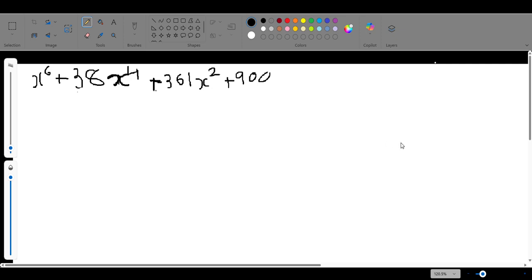Guys, today I'm gonna teach you how to factor a four-term expression. This is gonna be a pretty long one, so you should take notes.